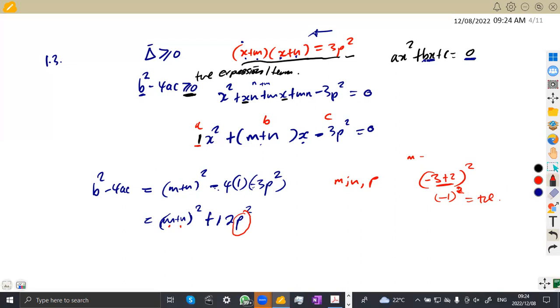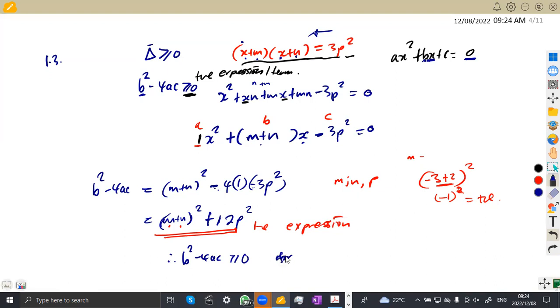So definitely that means this expression that we see here is a positive expression. For any value of m, for any value of n, for any value of p, it is going to remain positive. So we are simply referring to b squared minus 4ac being greater than 0 because of this expression. It's a positive expression.